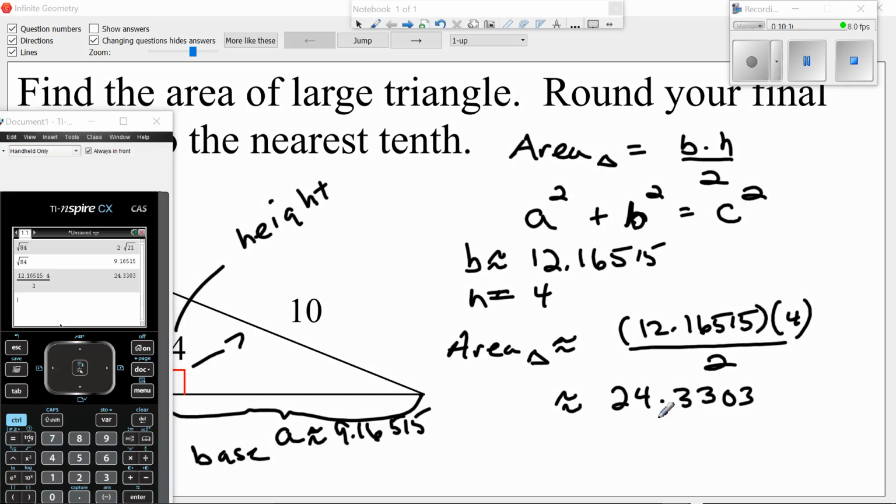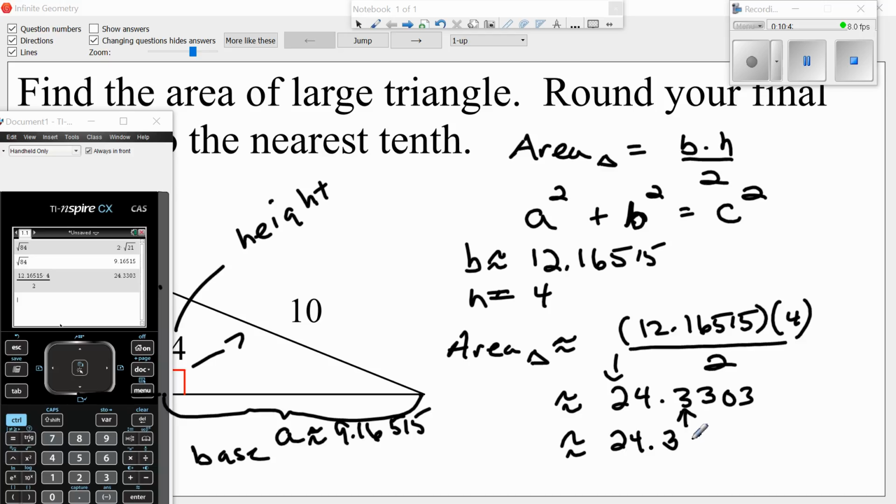To the nearest tenth: here is my tenth spot, T-E-N-T-H. This is my tens spot, T-E-N-S. So this is tenths. My answer is going to be approximately equal to 24 point. I look to the right. If it's 5 or above, I'll round up. If it's 4 or below, it stays. 3 is below 5, so it's staying. My answer is 24.3.